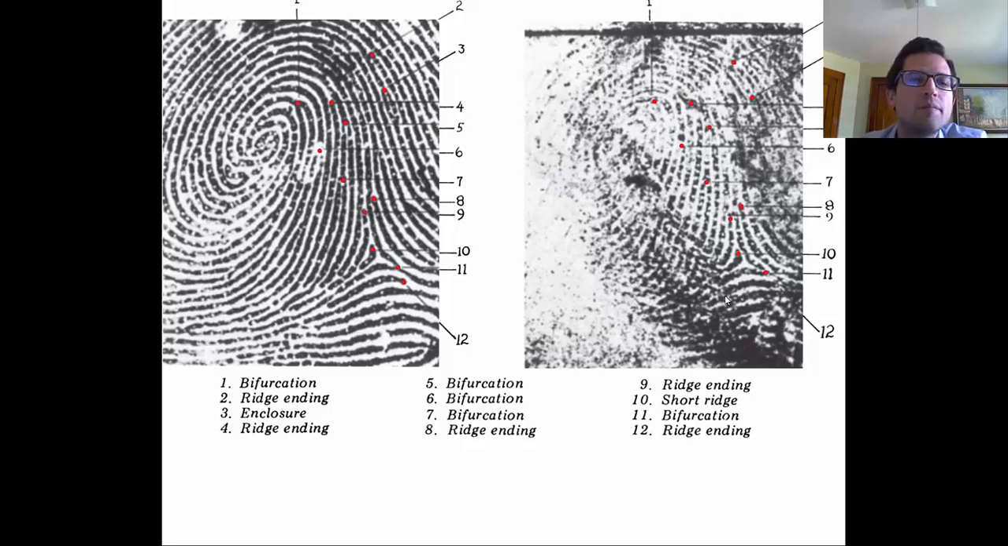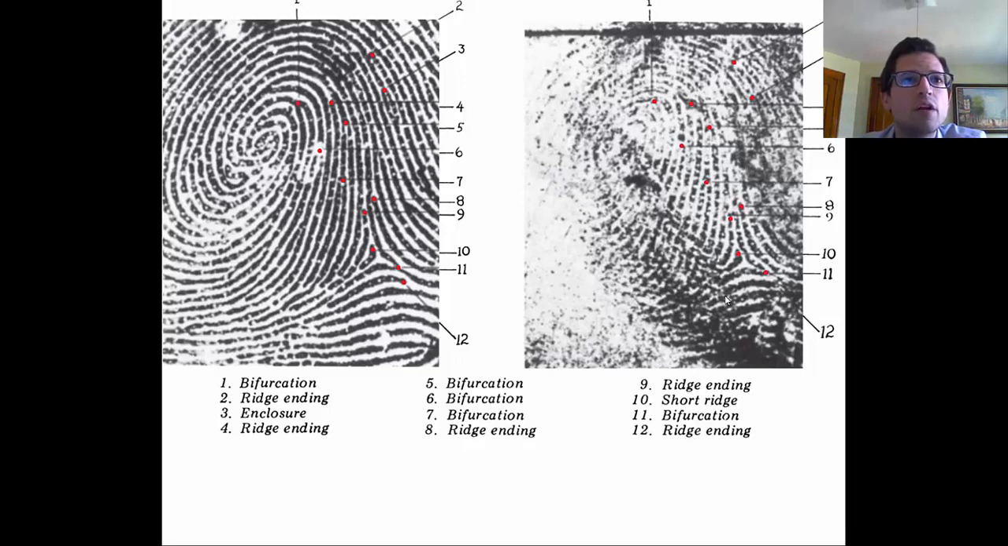So you can see number 1, these are the same fingerprint, by the way. The one on the left is an inked fingerprint that was taken at the police station. The one on the right is a latent fingerprint. This was dusted and picked up. You can see, by the way, that the latent fingerprint is pretty low quality compared to the inked one. So there's some difficulty there.